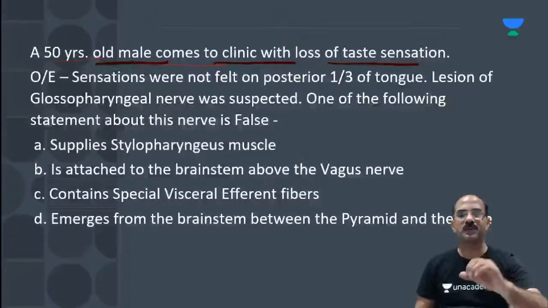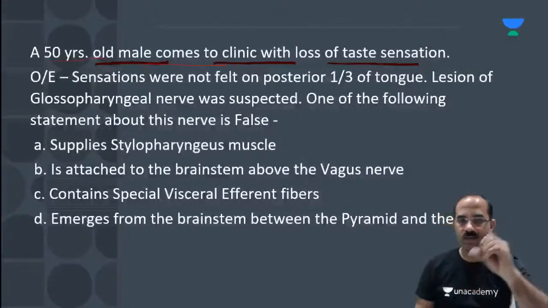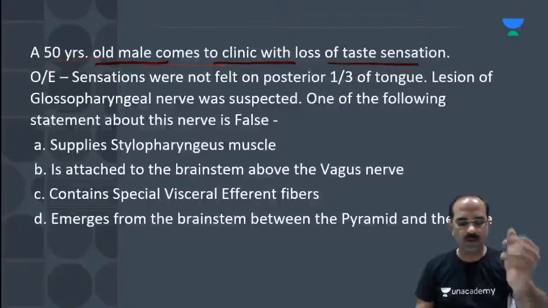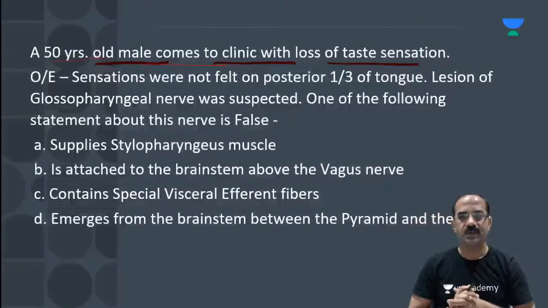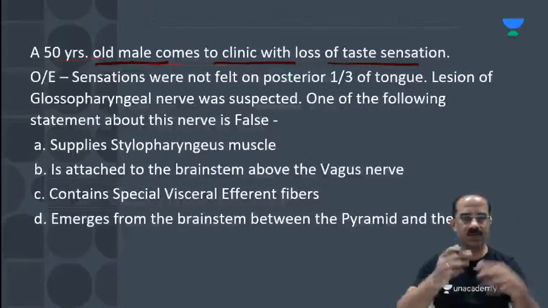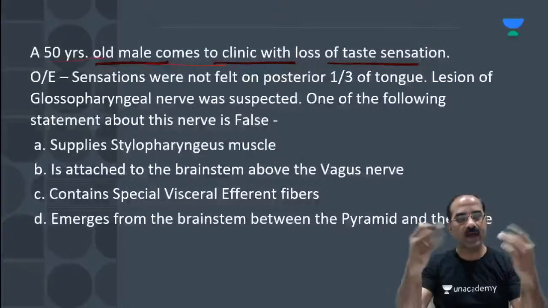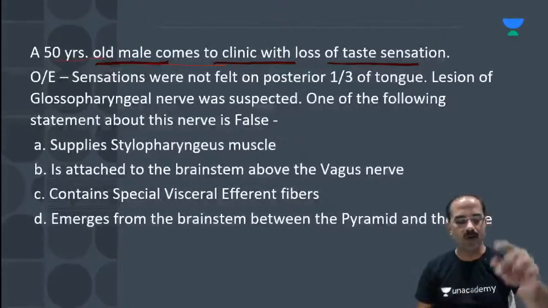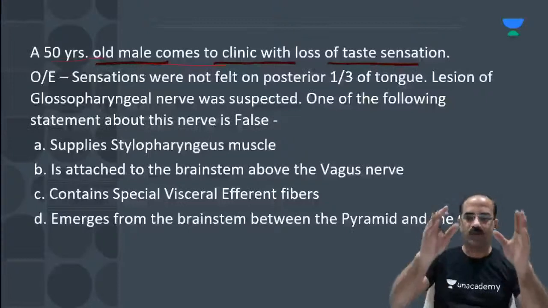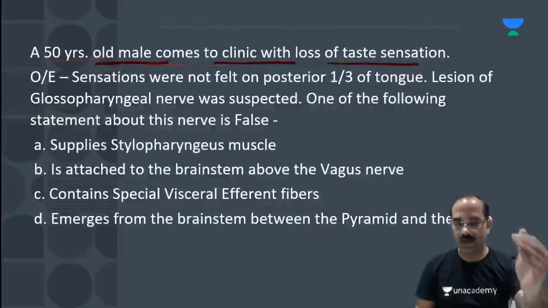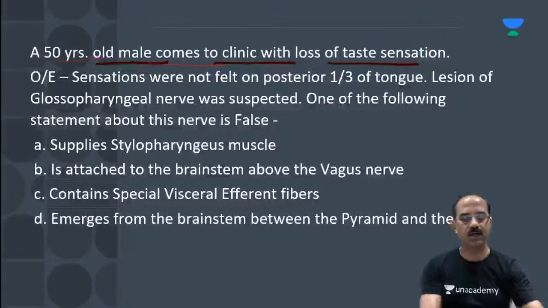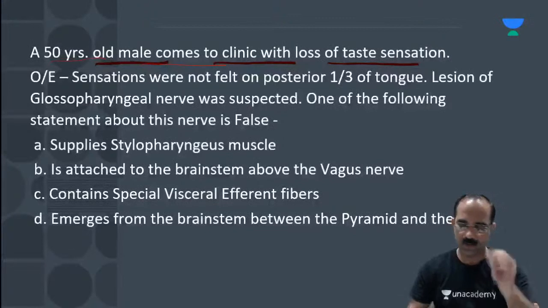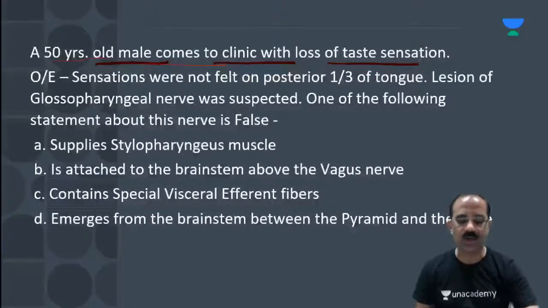Anterior 2/3 of the tongue, general sensations are by whom? Lingual nerve. The special sensations, tell me, students, anterior 2/3, special sensations are carried by whom? The chorda tympani branch of facial. So anterior 2/3 of the tongue, general sensation is the lingual nerve and special sensation is the chorda tympani branch of the facial nerve. Option is D. Right, correct.